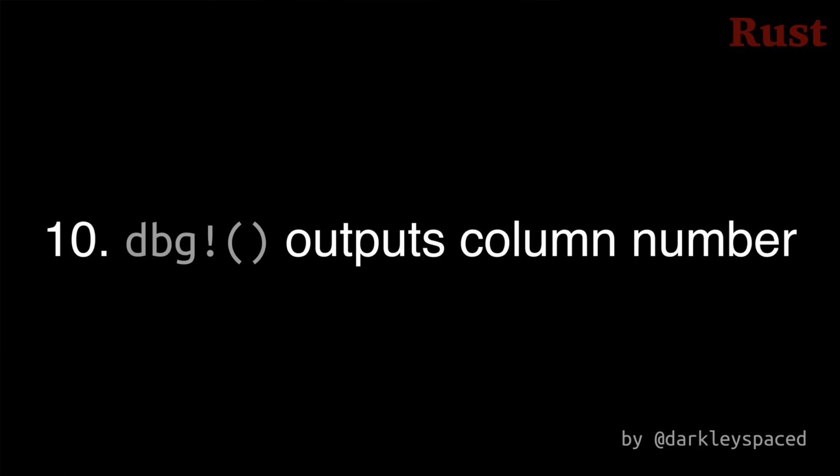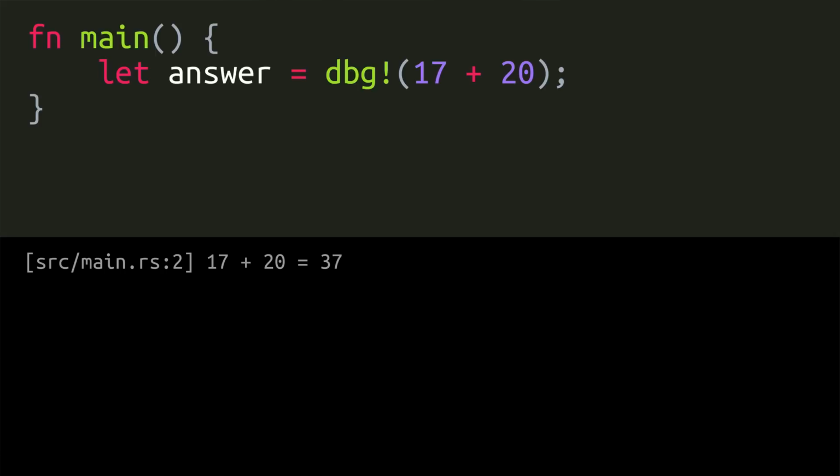Number 10, the debug macro now outputs the column number in addition to the line number. I absolutely love quality of life improvements like this. Such a small change, but so nice to be able to land on the exact spot when you click on the output in your IDE. So here's what the debug output looks like before the change, and here's after. Column 18 is right before the letter D in debug.